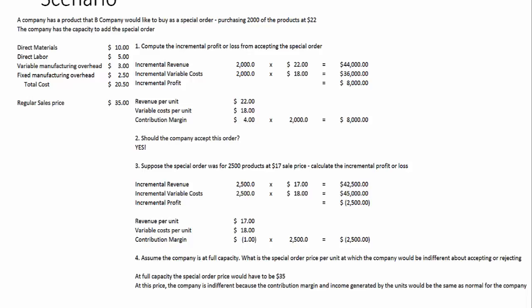So you have a range in there where you could actually accept a special order if you have capacity to produce it. But if you're producing at capacity and you're selling at your regular price, you wouldn't even accept a special order anyway.